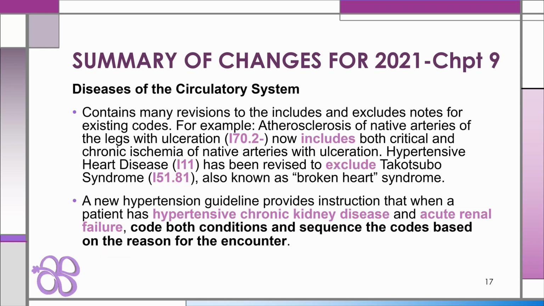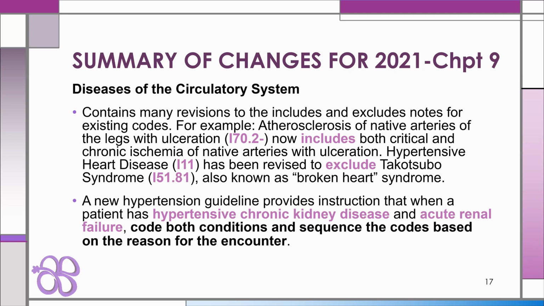Summary of changes for Chapter 9, Disease of the Circulatory System. It contains many revisions to the includes and excludes notes for the existing codes. For example, atherosclerosis of native arteries of the legs with ulceration now includes both critical and chronic ischemia of native arteries with ulceration. The hypertensive heart disease has been revised to exclude Takotsubo syndrome, also known as broken heart syndrome.